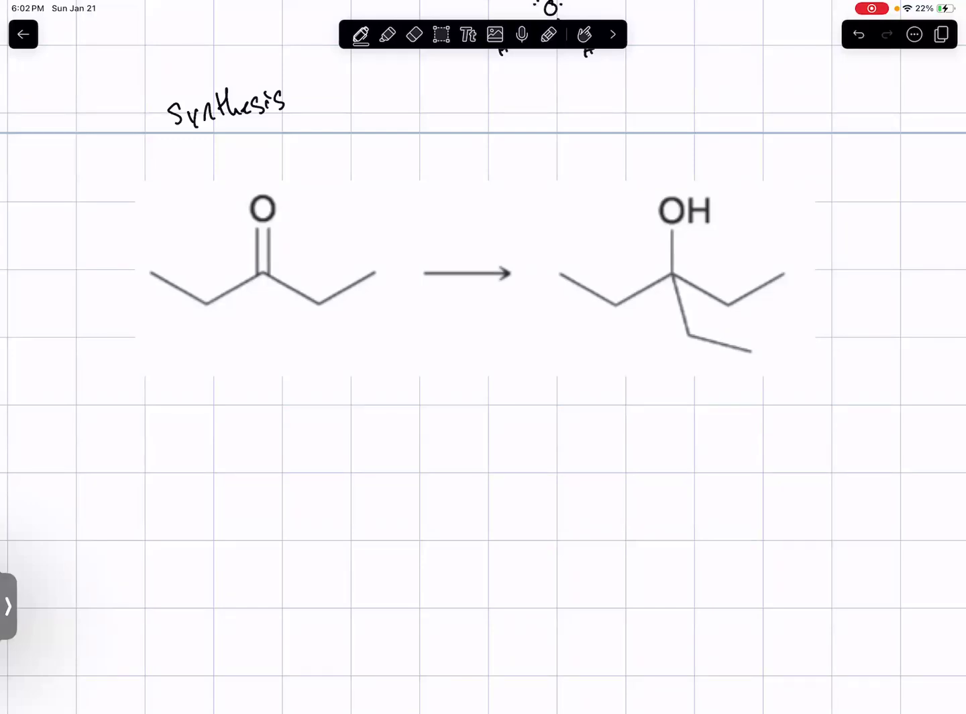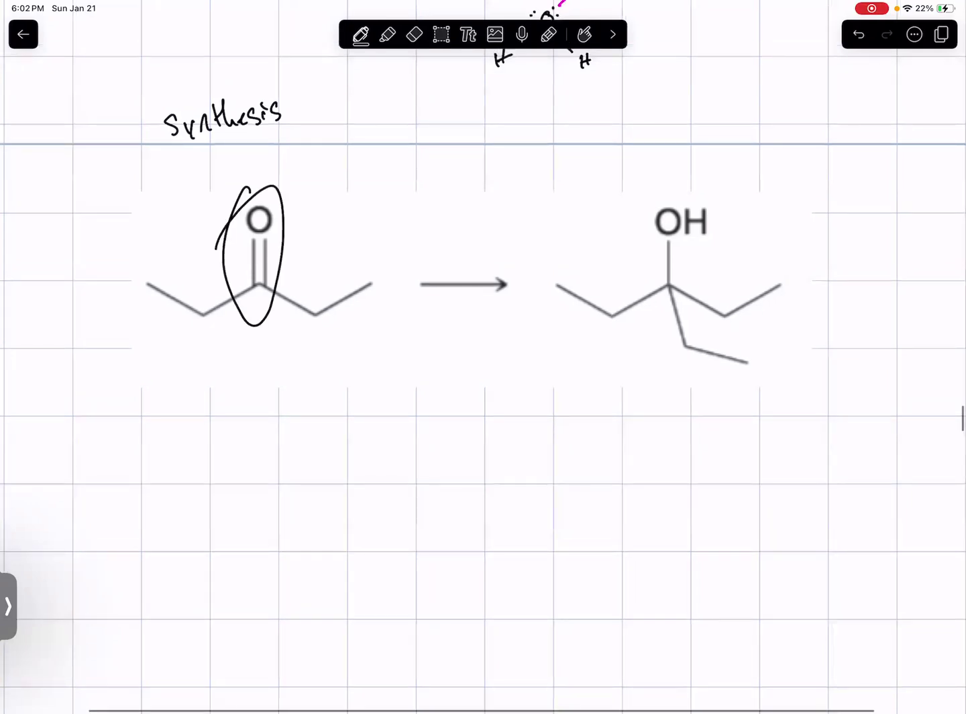So in this case, maybe you're thinking, okay, we went from a ketone here to a tertiary alcohol, and you're maybe thinking, oh, this is an easy reduction question. So maybe I'll just use some kind of reducing agent like sodium borohydride. Well, that may be fine and dandy if this was just a simple reduction question without this part. But if you notice, we added an ethyl group.